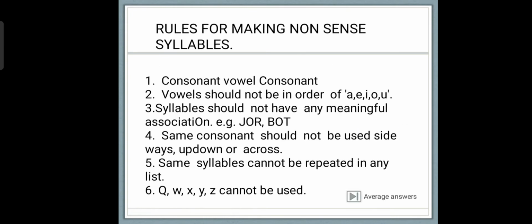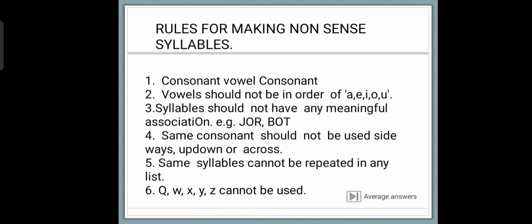Now there are certain rules for making the nonsense syllables that we'll have to remember. These rules are, obviously we will be doing the CVC method. So for that we will be doing the consonant vowel consonant. That is, at one side there will be a consonant, in the middle there will be a vowel, and in another side there will be a consonant again. Then it's the vowel. Now you have a list. I have said that we will be using list of nonsense syllables.